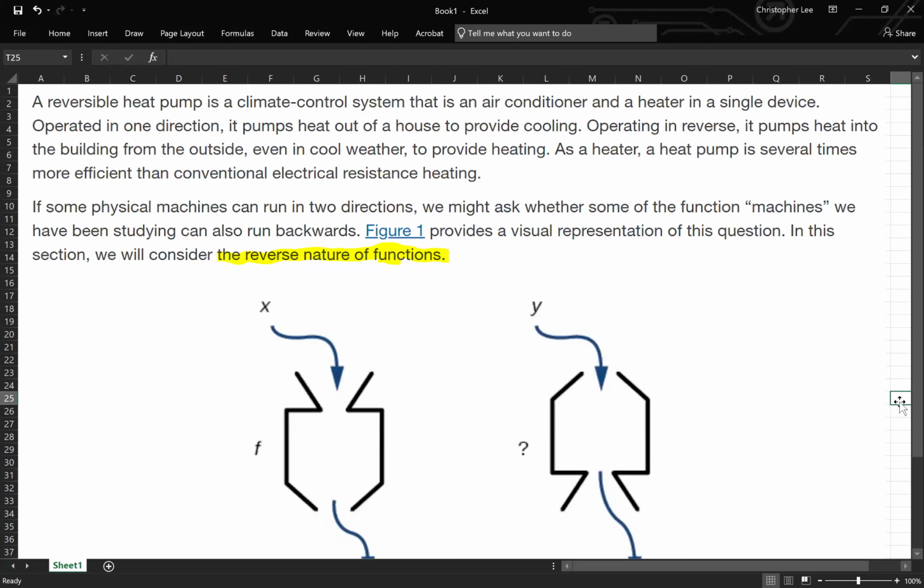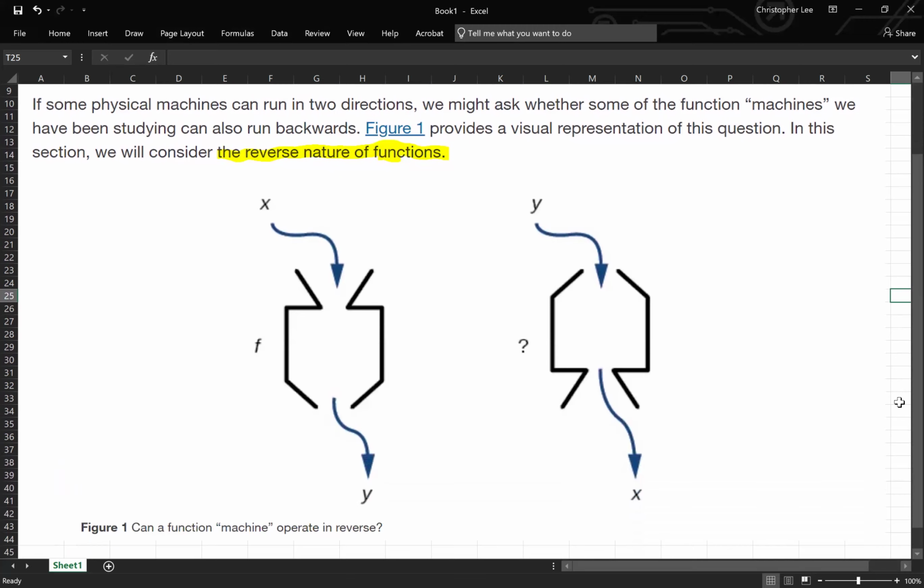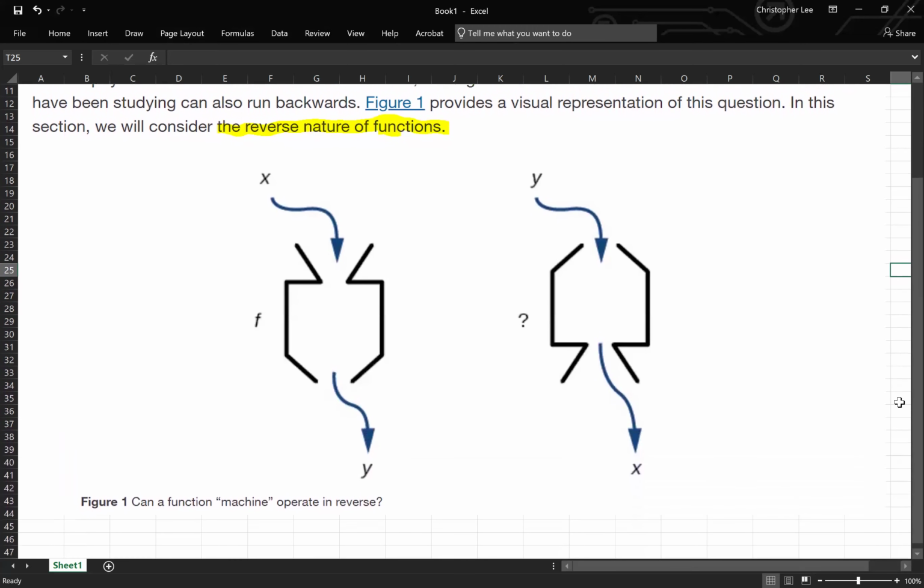In some physical machines, we can run in two directions, right? We might ask whether some of the function machines we have been studying can also run backwards, right? So figure one provides a visual representation of the question. In this section, we will consider the reverse nature of functions, right? So we about to flip it and reverse it, right?